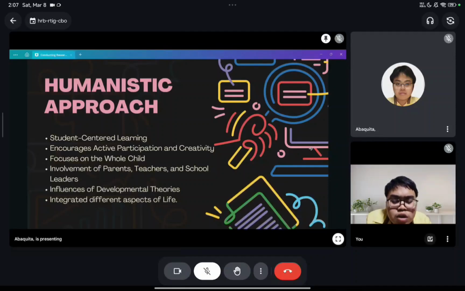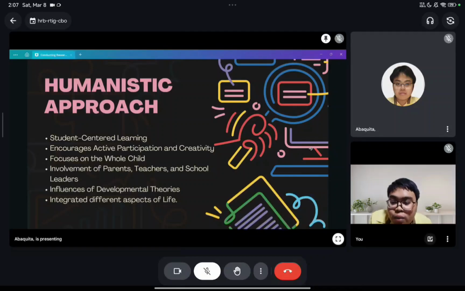And the third one is the focus on the whole child. Focusing on the whole child means the approach does not just focus on academic knowledge, but it also considers the child's emotional, social, and moral development, as it acknowledges the students are individuals with different needs, interests, and ways of learning in life.